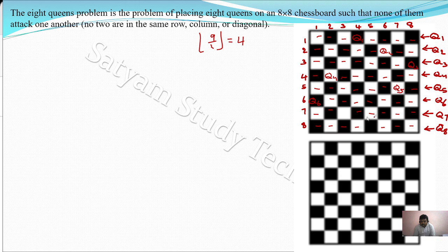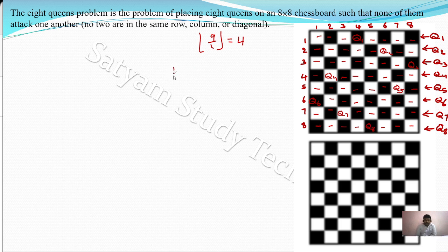Now only one position is there in this 7th row, so Q7 is placed here. You cannot place any other queen in the same row, same column and same diagonals. So here the 8th queen is placed in this row in the 5th column. Only one position is there, so Q8 is placed here.